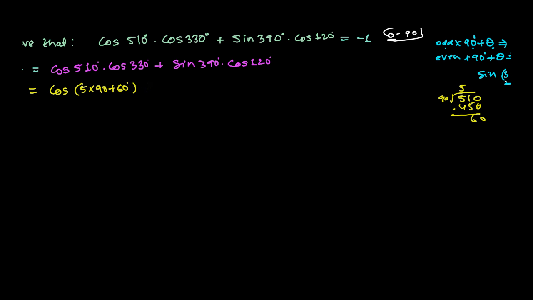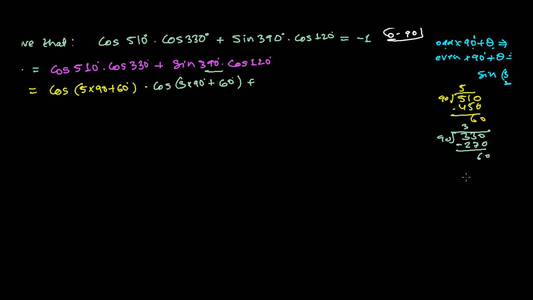Now the turn of this 330. Similarly, I will divide this 330 by 90. 9 times 3, that is 27, so again I got 60. So I can write this cos 330 as cosine of 3 times 90 plus 60 degree.